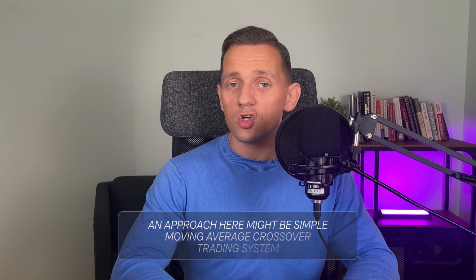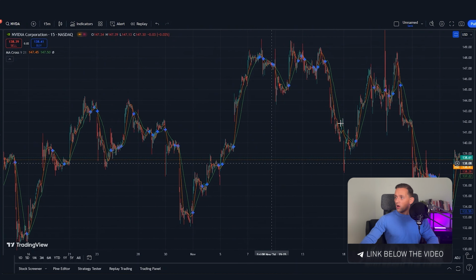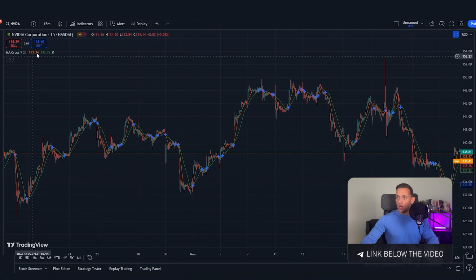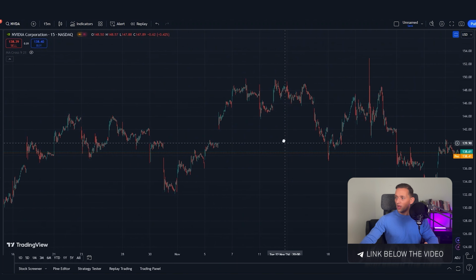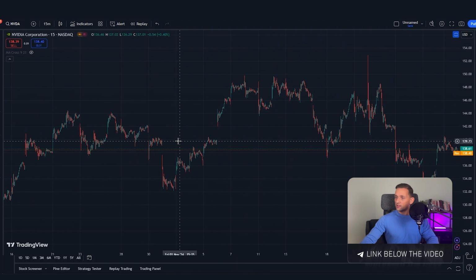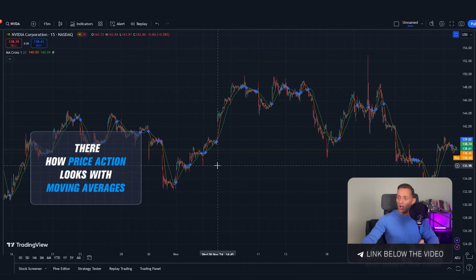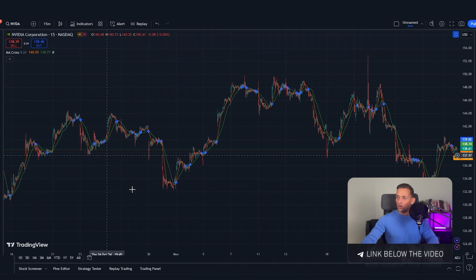So one approach here might be a simple moving average crossover trading system. Okay, let's start, and I will show you this in NVIDIA. So we have now the NVIDIA chart, and it's kind of boring, right? It shows price action, but we don't have many indicators. And now to make it slightly better, I will show you how it looks with moving averages. So I just inserted a moving average crossover indicator, and it simply shows the crossover of two moving average indicators.